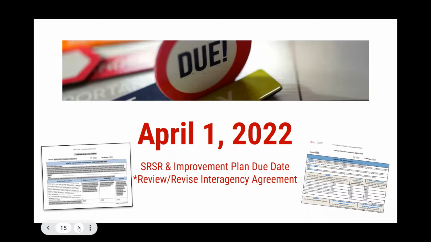So the next due date that you really want to be aware of is April 1st, 2022. This is the date that the self-review summary report is due, along with your improvement plan process. Something to be aware of this year is that within the improvement plan, it is specifically called out that you need to indicate when you will review and revise your interagency agreement. So again, that is a part of the improvement plan that is new from last year.